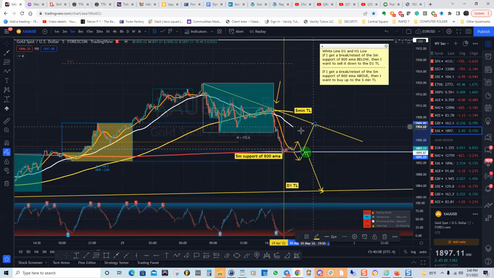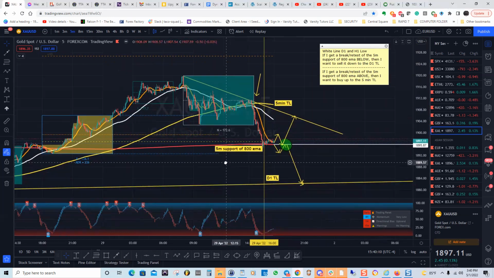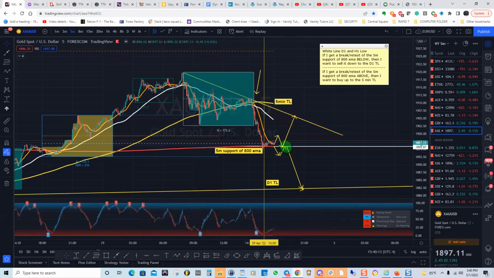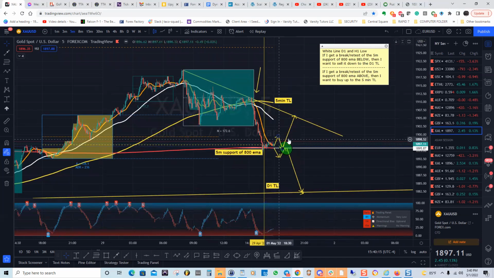So that's kind of how you want to trade gold. When gold opens up, this is what you're going to do. It's going to do one of these two things. It has to do upside or downside. But the key is it has to break and close above the 800. If it closes, it's already above the 800 already.